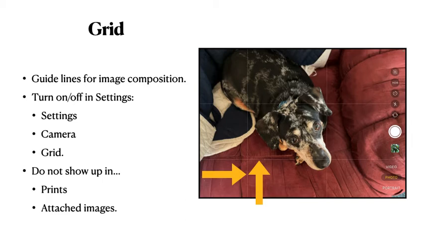Again, something to play around with. You turn the grid on in settings. So you would go to settings, scroll down to camera, and once you tap on camera, you'll see the option for grid. Now don't worry, the grid does not show up in anything you print or any attached images. It's really just a guide for the photographer.